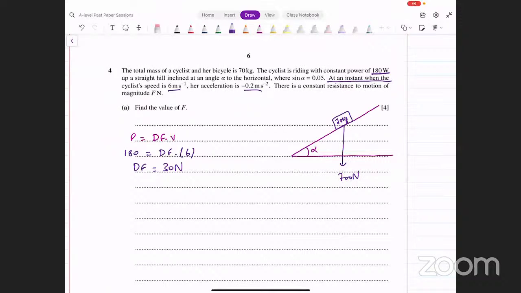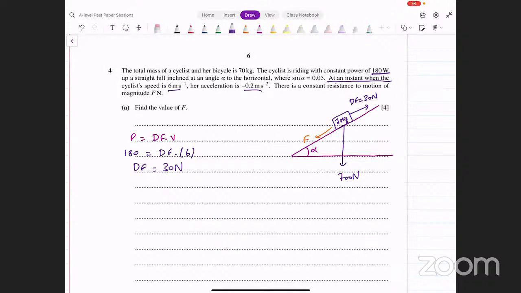They have given a constant resistance to motion, which they have represented by F. Since they are moving upwards, moving up the straight hill, on which side will the resistance be? It's going to be acting downwards. This is the direction of the resistance. They represented it by F, so we write F. What else do we have? We have the driving force. Driving force, we figured out, is 30 Newton.